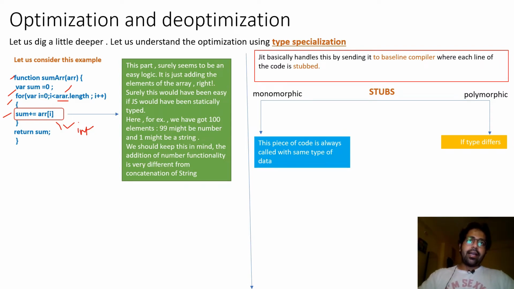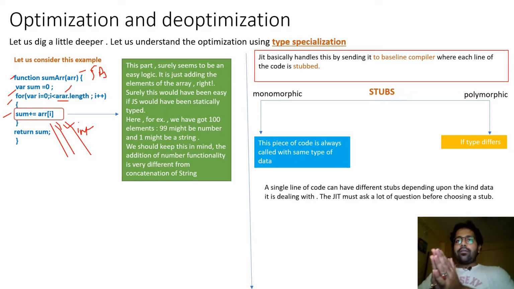For example, this array has strings, has booleans, so this will become a polymorphic stub. This particular line will have different stubs for different types of data. Integer will have one type of stub, string will have another type of stub, the boolean will have another type of stub. So a single line of code can have different stubs depending on the kind of data it's dealing with. As we discussed, the JIT compiler has to ask a lot of questions before using the stub. Which stub do I have to use, stub 1, stub 2 or stub 3? What type of data am I dealing with?